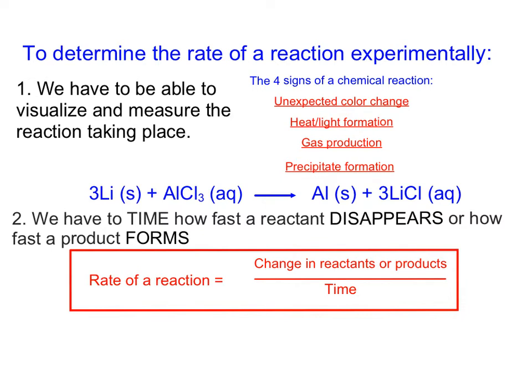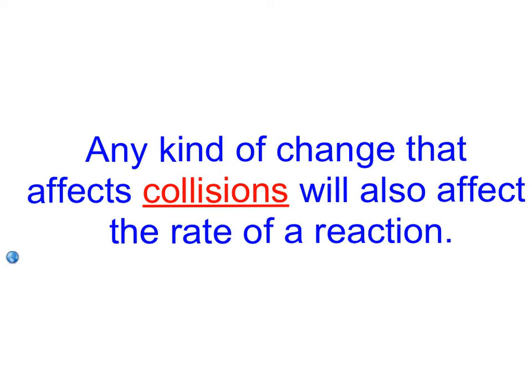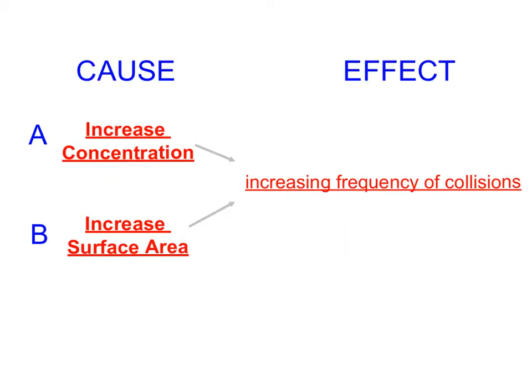And we say that the rate of a reaction, how quickly or slowly a reaction proceeds, is equal to the change in your reactants or products over a period of time. That is a textbook definition for the rate of a reaction. So when it comes to manipulating these changes, anything that affects your collisions, so anything that affects how particles collide or how often they collide, ends up affecting the rates of a reaction as well. So we're about to go through the lists of different changes that we could make.